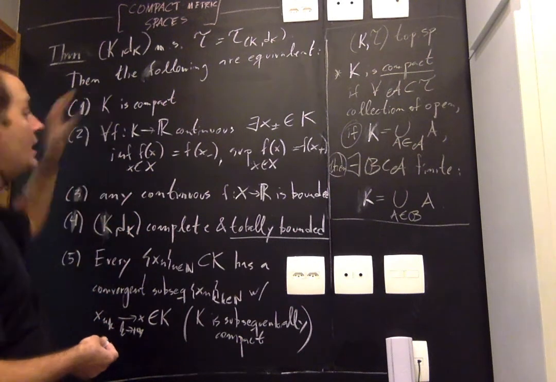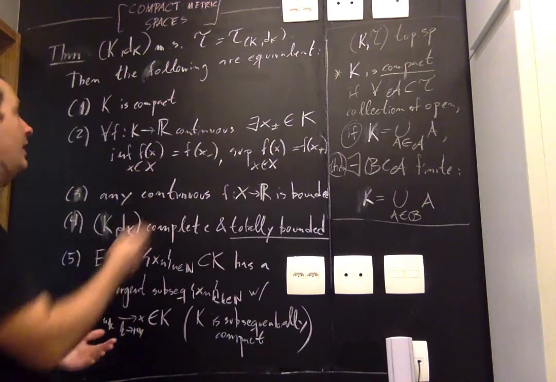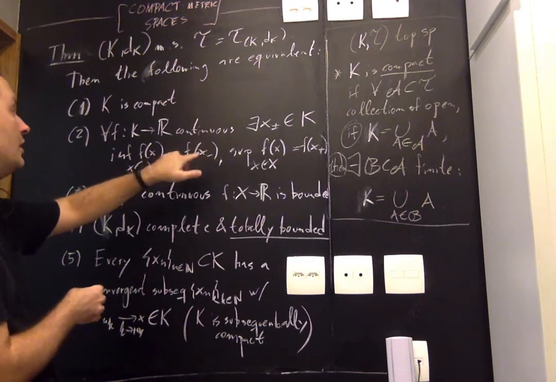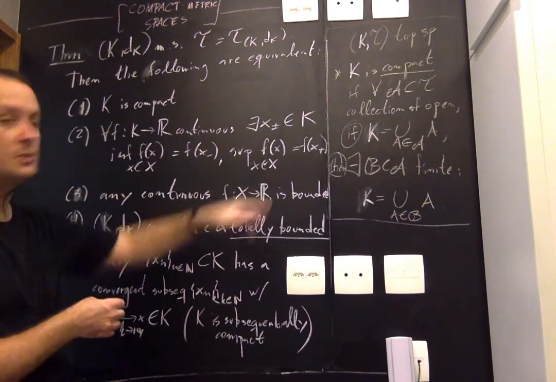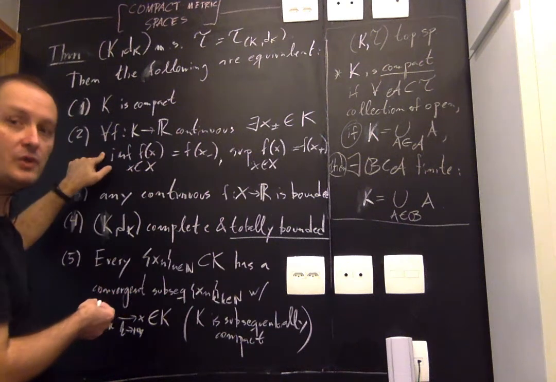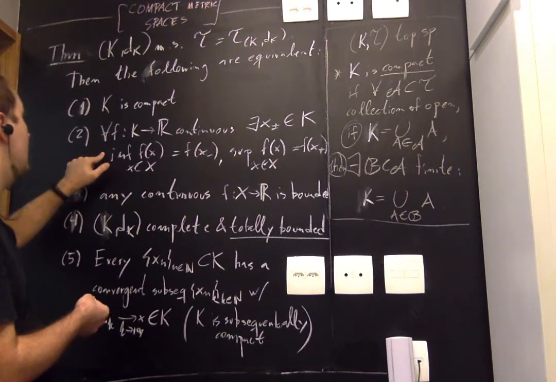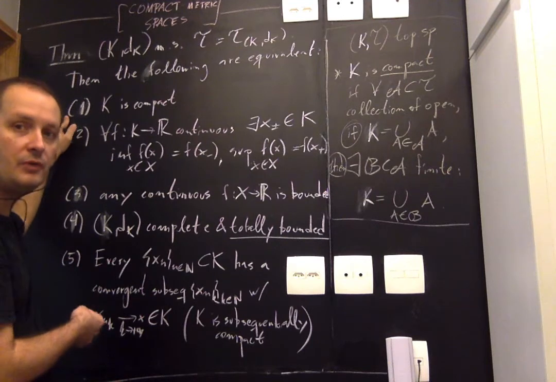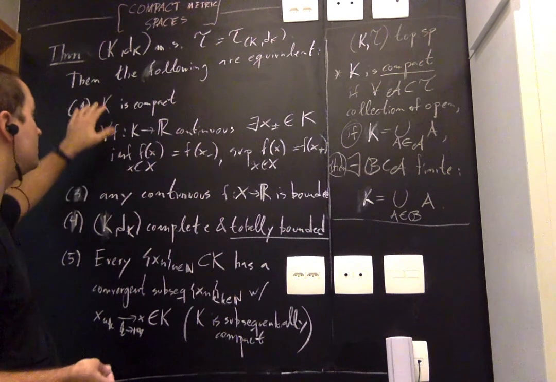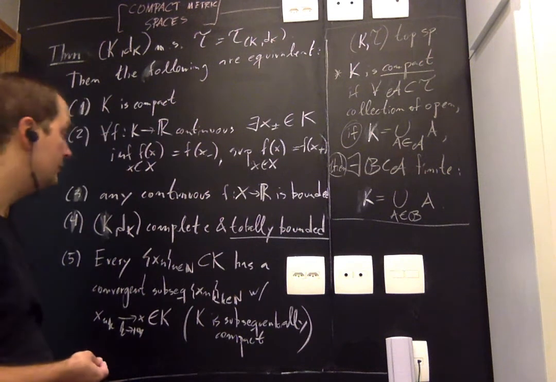So the first one is K is compact, so that's that. The second one is that any continuous function defined over K achieves the inf and achieves the sup. So we saw that K compact implies this for general topological spaces. The other direction is not necessarily true for all topological spaces. You need some extra assumptions, but for metric spaces, one and two are equivalent.